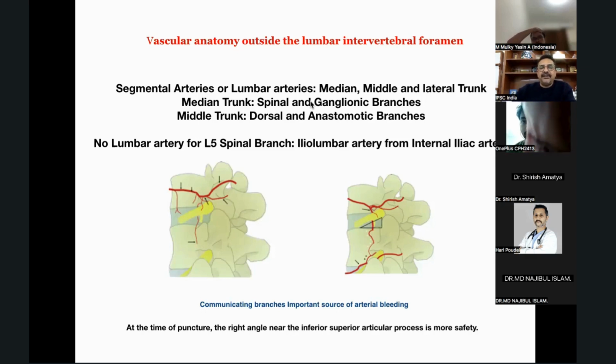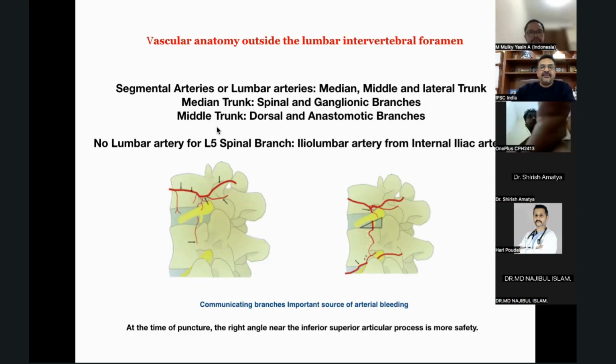They basically have three branches: the median branch, the middle branch, and the lateral trunk. This is the median, this is the middle, and this is the lateral trunk. The median trunk is one which gives the spinal branches and the ganglionic branches, which go along with the nerve root inside, and it supplies the anterior and posterior spinal arteries.